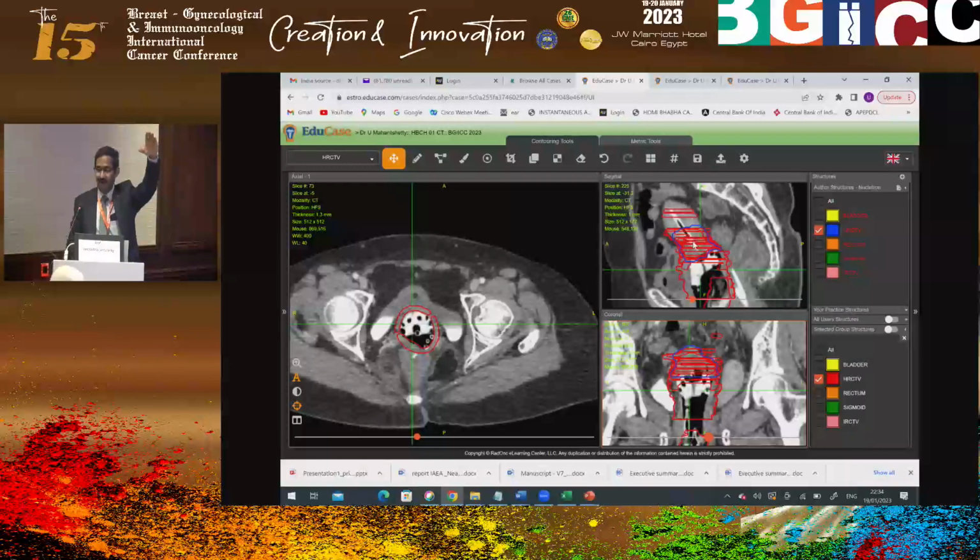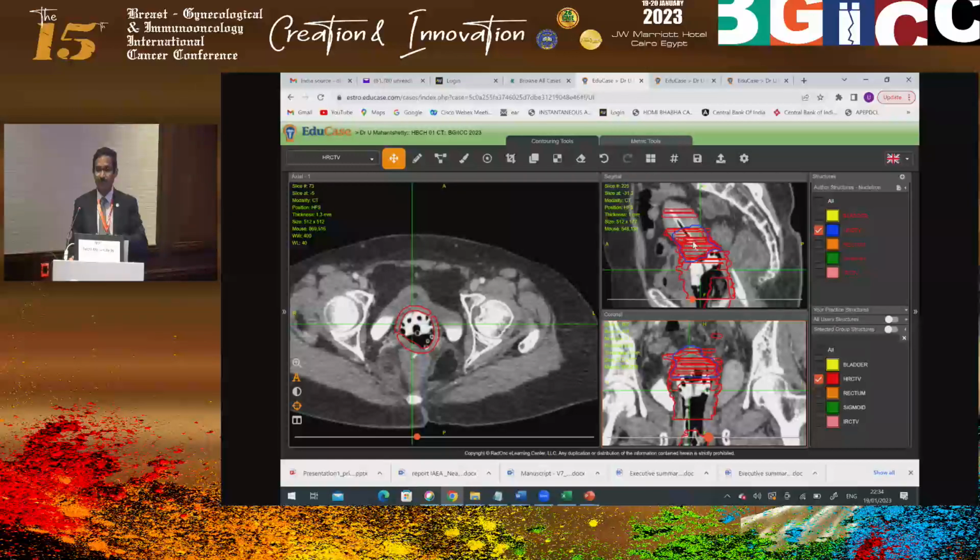I can understand the time constraint, but very important is to spend more time on the target volume, the high risk CTV, a bit more time as compared to OARs and the other volumes, because it is the high risk CTV where we define everything: planning, prescription, optimization, and then documentation, volume, dose volume parameters, and then outcome later on. So you have to spend a bit more time.